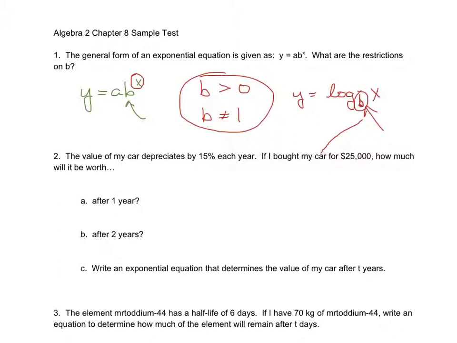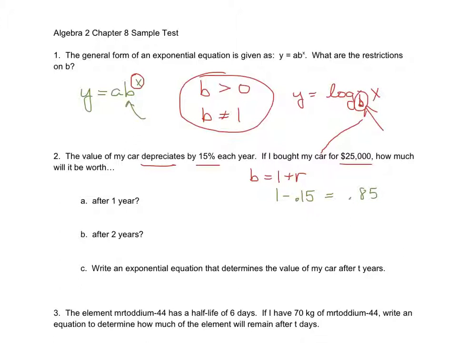My car in problem 2 depreciates by 15% each year, and here's the original price of my car. So this is an exponential function. Each year I only get 85% of my car back. So we said in class you calculate b as 1 plus your rate of return. In this case, my rate of return is minus 0.15, and so b is going to be 0.85.